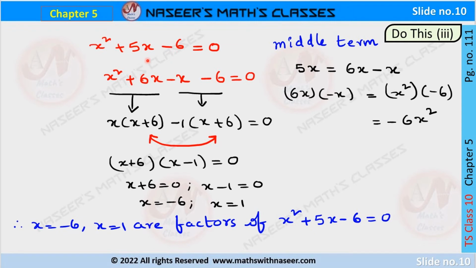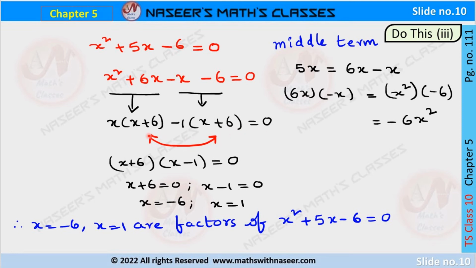So x² + 5x - 6 = 0 is written as x² + 6x - x - 6 = 0. In the first two terms x is common, so we take out x common, then it can be written as x(x + 6). In the third and fourth terms we take out -1 common, so we can write it as -1(x + 6) = 0.